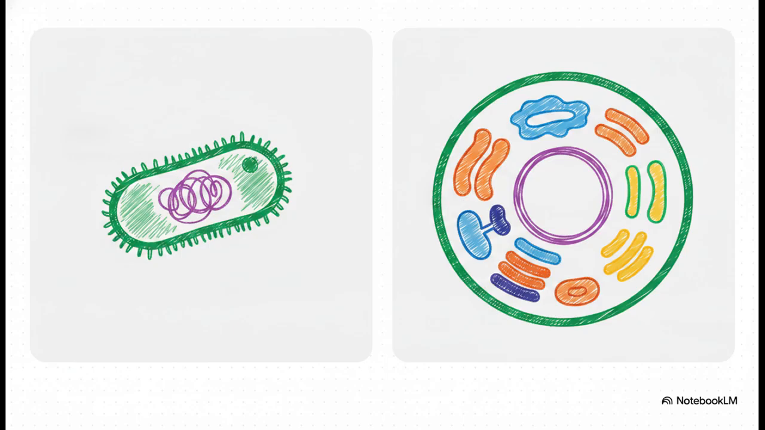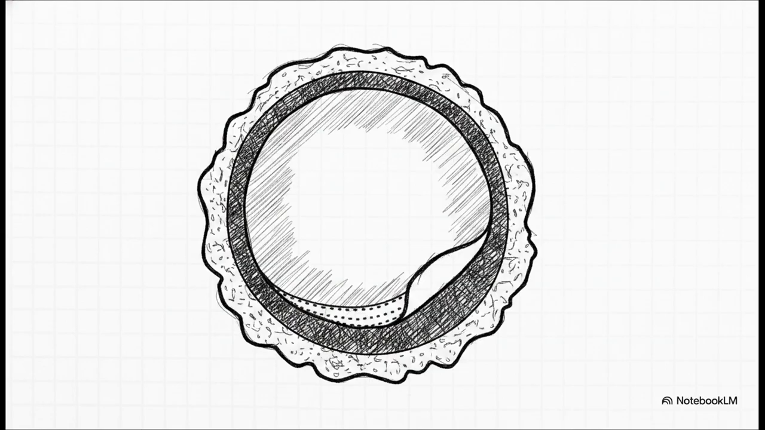Then, on the other side, we have eukaryotes. That's us, plants, animals, fungi. These cells are highly organized with extensive internal compartmentalization, a well-protected nucleus, and these specialized membrane-bound organelles. Let's zoom in a bit closer on the prokaryote first.